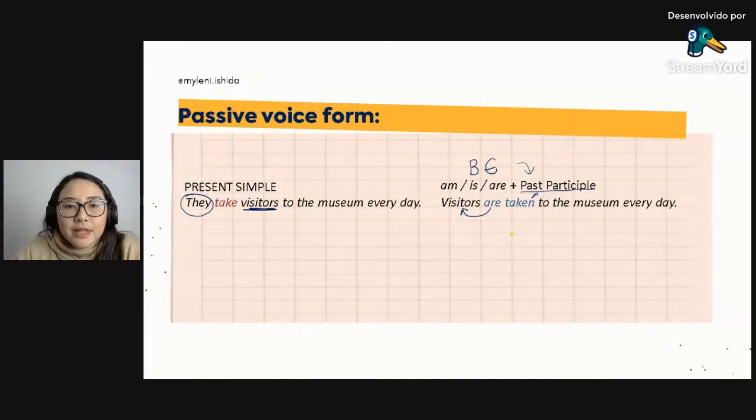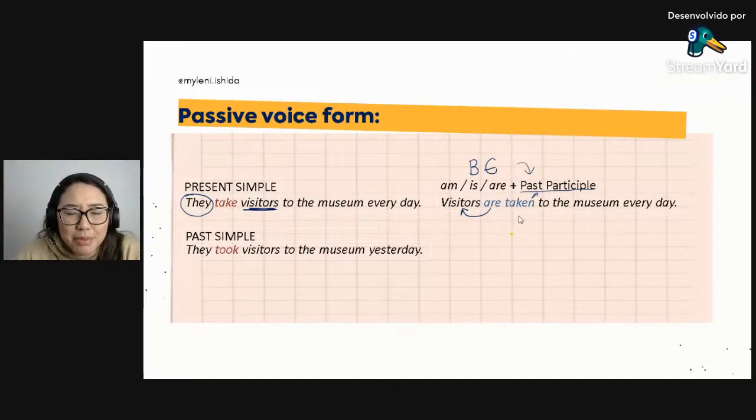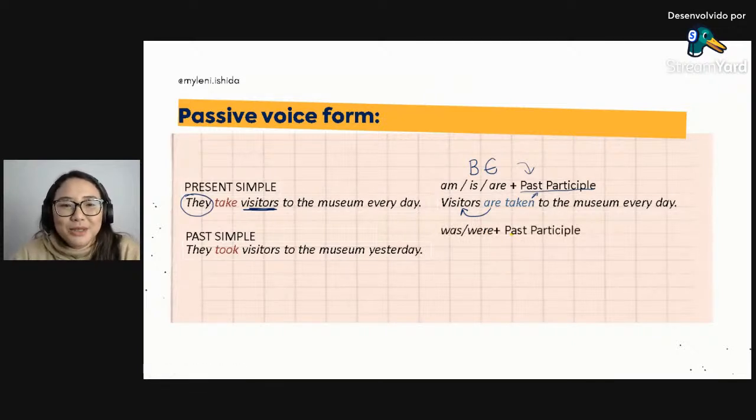Okay? Next one. Past simple. They took visitors to the museum yesterday. So let's start practicing. What is the passive voice of this sentence? If you want, you can send to me in the chat. I'm gonna help you with the, let me see if I have spoiler. No, I don't have spoiler. This is the structure, look. You are going to use was or were, and then the past participle. I'm gonna give you 1 minute. Try to do it in the chat, okay?